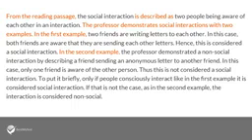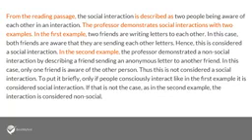From the reading passage, the social interaction is described as two people being aware of each other in an interaction. The professor demonstrates social interaction with two examples. In the first example, two friends are writing letters to each other. In this case, both friends are aware that they're sending each other letters. Hence, this is considered a social interaction.